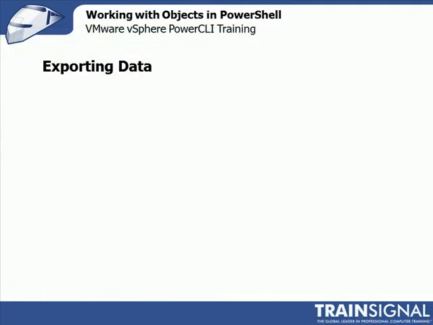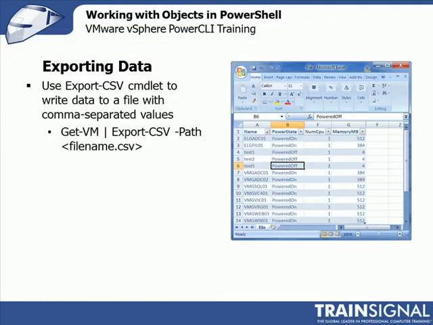Now let's talk about exporting data. You can use the export CSV commandlet to write data to a file with comma-separated values. Everybody knows what a CSV is. They're actually really easy to generate from PowerShell, and of course it's easy to manipulate those in a spreadsheet app like Excel, and then perhaps produce the reports that you're going to hand off to someone else. So let me show you an example of this.